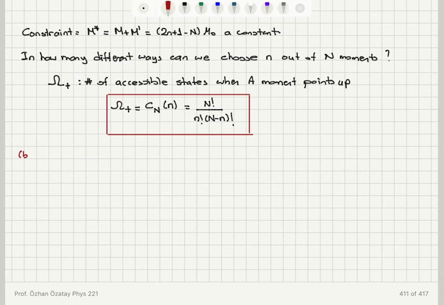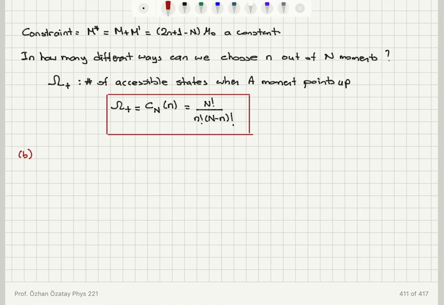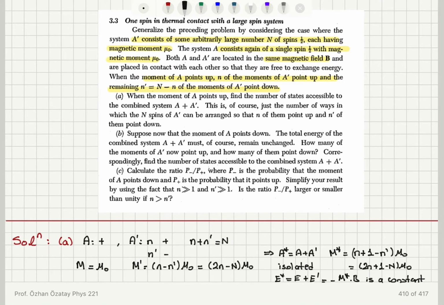And let's move on to part B. Suppose now that the moment of A points down. Okay, now I have A spin is pointing down. The magnetic moment of A is pointing down. The magnetic moment is minus mu zero. The total energy of the combined system must of course remain unchanged because, as I said, it's isolated.